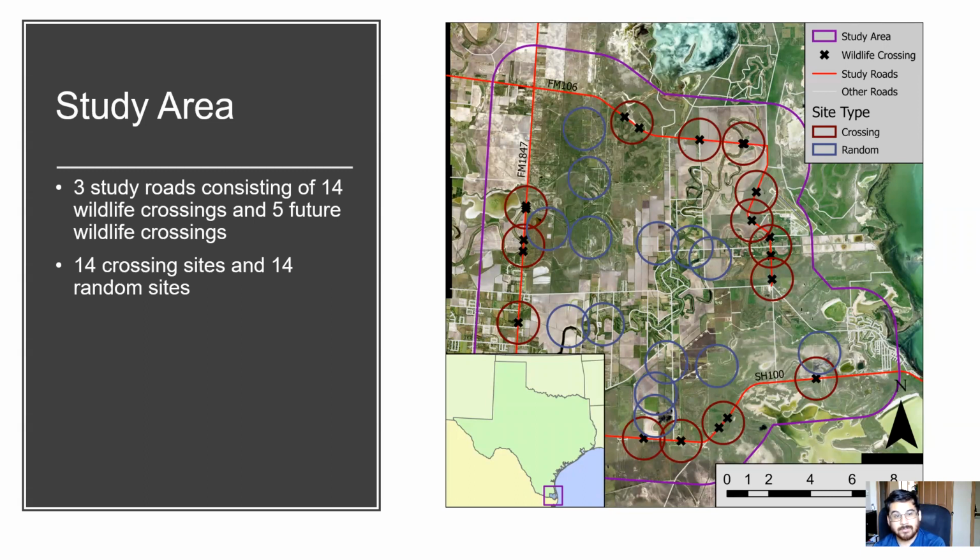Additionally, due to the proximity of some of the crossing structures, so some were very close to each other, we ended up combining them into single sites, and we chose an equal number of random locations as available land cover sites for comparison.